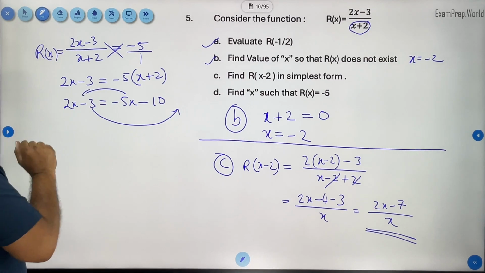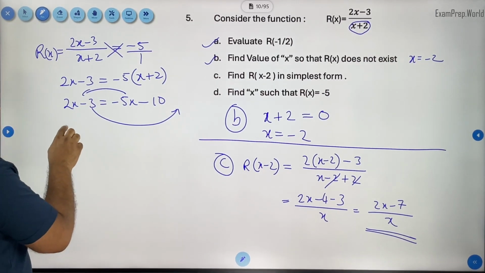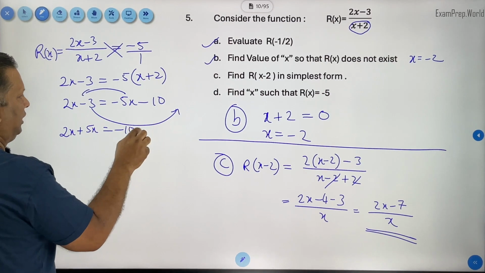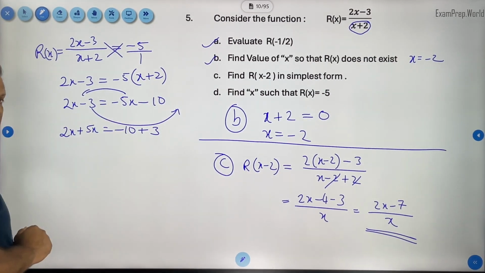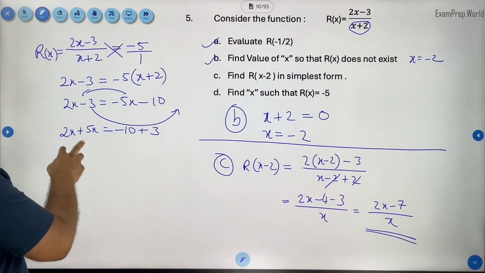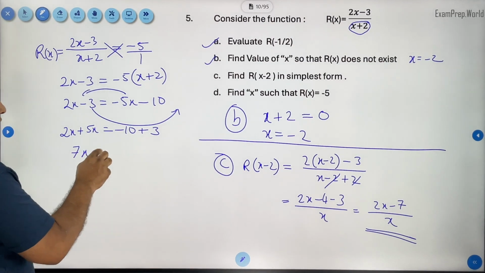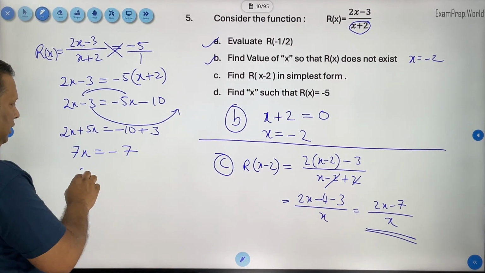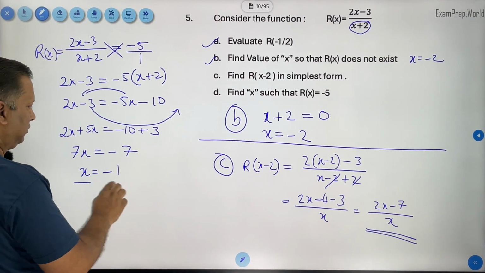So, negative 5x after coming here will become positive 5x. So, it is 2x plus 5x equals negative 10 plus 3. Okay. What does it become? 7x equals negative 7, right? And x equals negative 1.